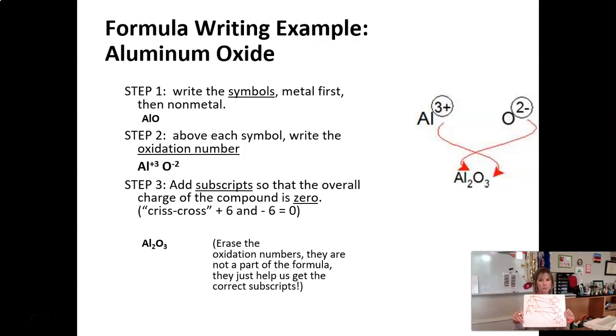Look what happens. I needed 2 aluminums and 3 oxygens so that they both have enough electrons to have their full valence shell. So that's why the formula is Al2O3. Because you have 2 aluminums and 3 oxygens. Al2O3. But it also works just by crisscrossing.